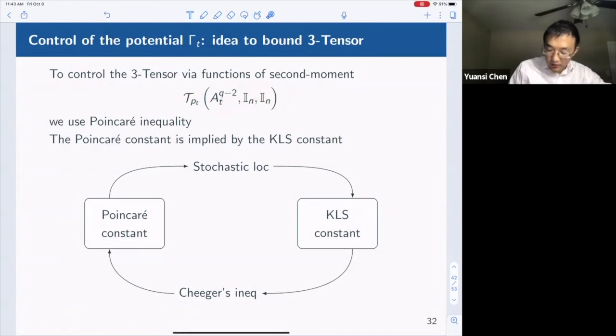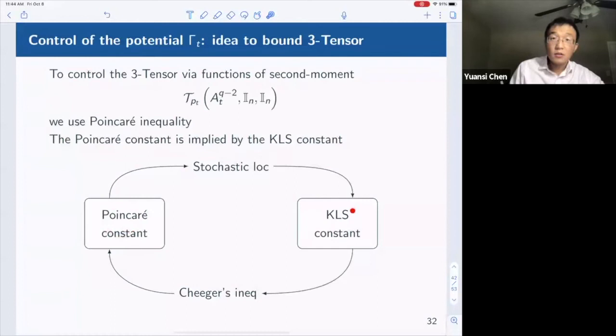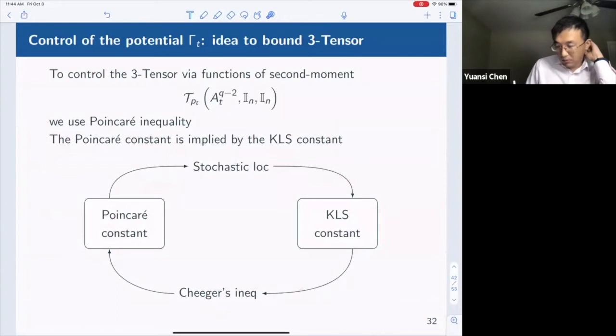So this is kind of a loop that is happening. If you have a KLS constant, you apply Cheeger's inequality, you get a Bourgain constant. And with the Bourgain constant, you can apply it to this third order tensor to bound it. And then in the stochastic localization, once you get control of this third order moment, you have a control of this potential. And then you get a new KLS constant. This is really what is happening in this bootstrap scheme. Many people in the literature knew this scheme before, but to make this loop tight, so that every time you improve a little bit, is difficult.